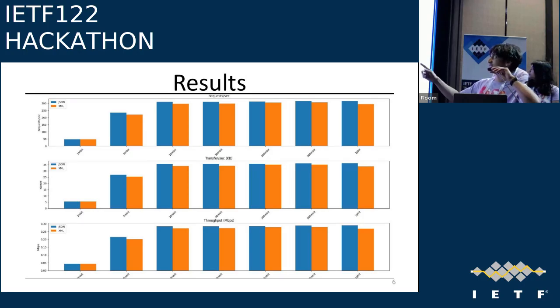So the blue color is JSON and orange is XML, and we see that JSON and XML have similar performance at extremely low bandwidths, so the throughput is fine. So it wouldn't matter which encoding you're using when your bandwidth is low, but as you keep increasing your bandwidth, JSON sort of outperforms XML because it is smaller in size and it's easier to send out the data.